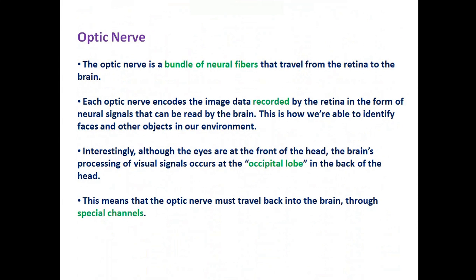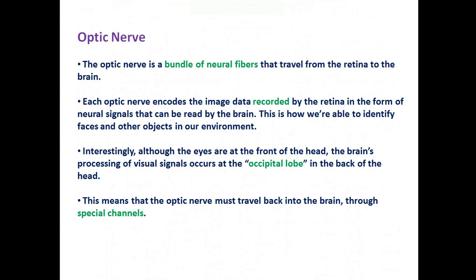The last structure in the eye is the optic nerve. The optic nerve is a bundle of neural fibers that travel from the retina to the brain. Each optic nerve encodes the image data recorded by the retina in the form of neural signals that can be read by the brain. This is how we're able to identify faces and other objects in our environment.